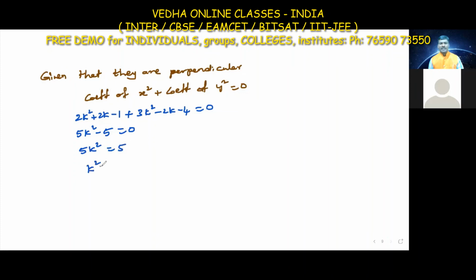So k square is 5 by 5, that means k square value is 1. What is the value of k? That is root 1, plus or minus 1. So we can take plus or minus 1. Therefore, the value of k is plus or minus 1, which is the required solution. Understood? Yes. Okay.